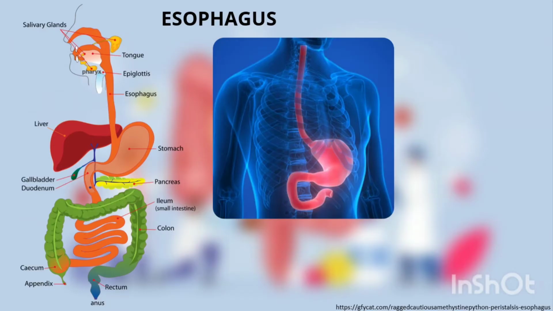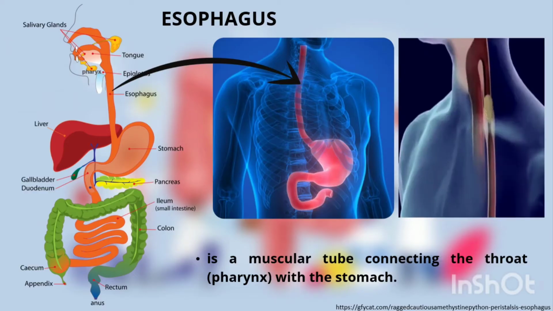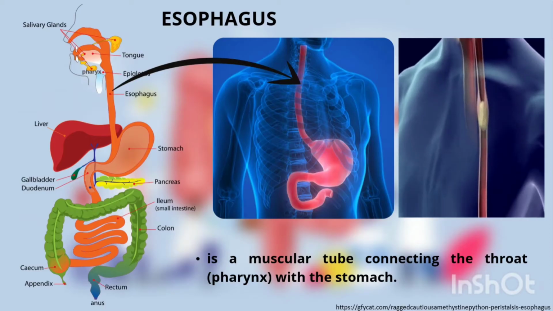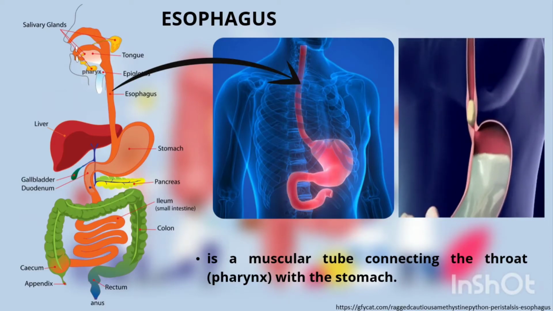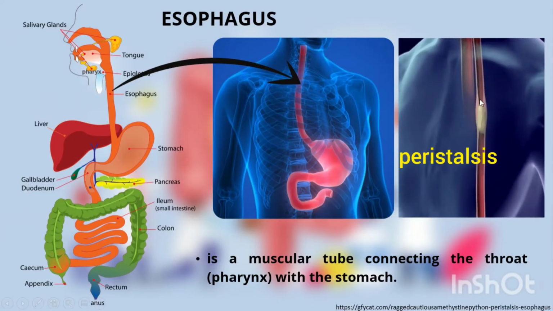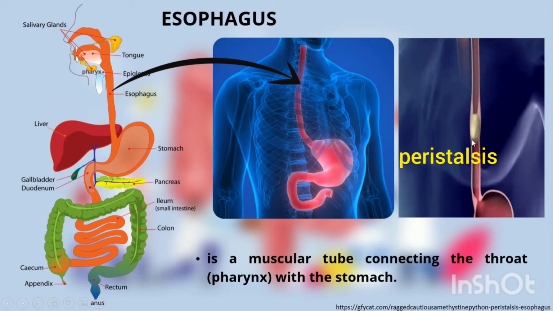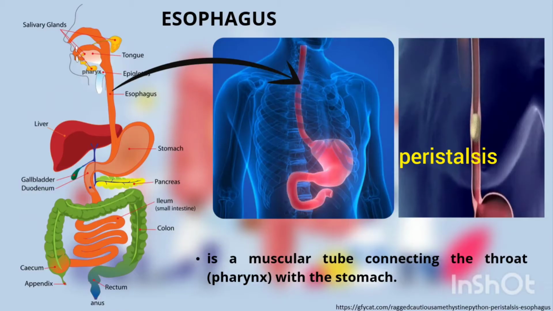The esophagus is a muscular tube through which food passes from the pharynx to the stomach. During swallowing, the bolus is conveyed by the esophagus into the stomach via a wave-like contraction and relaxation of involuntary muscles called peristalsis. So this movement or wavy-like contractions known as peristalsis is responsible for the movement of food.